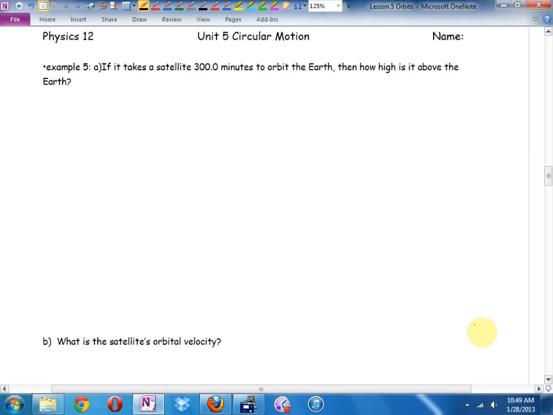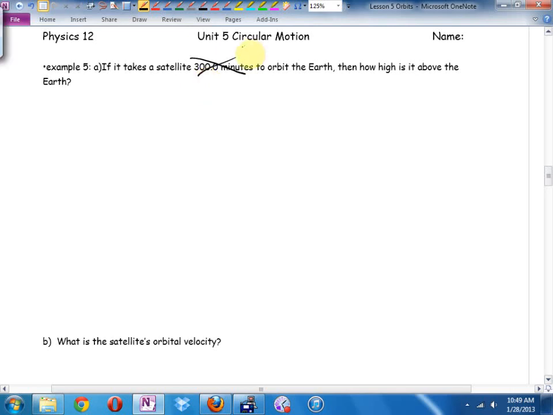If it takes a satellite 300 minutes to orbit the Earth, how high is it above the Earth? So you're the CIA. It's time for you to put up another spy satellite, and you want it to circle the Earth every 5 hours, 300 minutes. Oh, let's cross out 300 minutes, by the way. They're not going to get me to fall for that. How many seconds is 300 minutes, please?